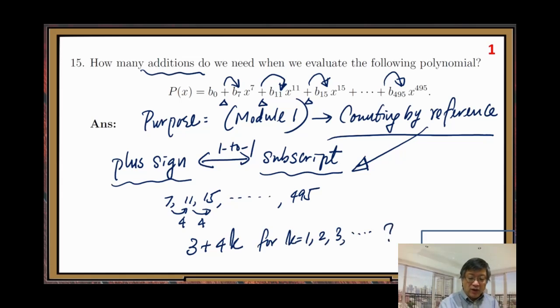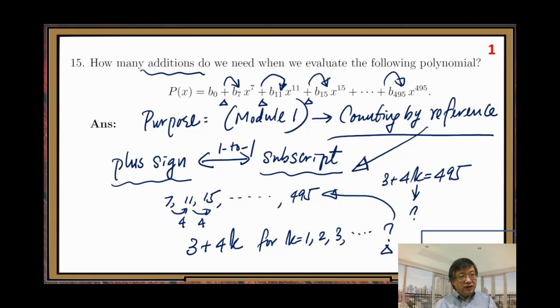What is the last one? The last one corresponds to this number, so 3 plus 4k equals 495. What is that k? Then that is your last number. After that, can you count how many k's you have? That is, how many subscripts do you have, except the first one? The first one, B0, we do not count.